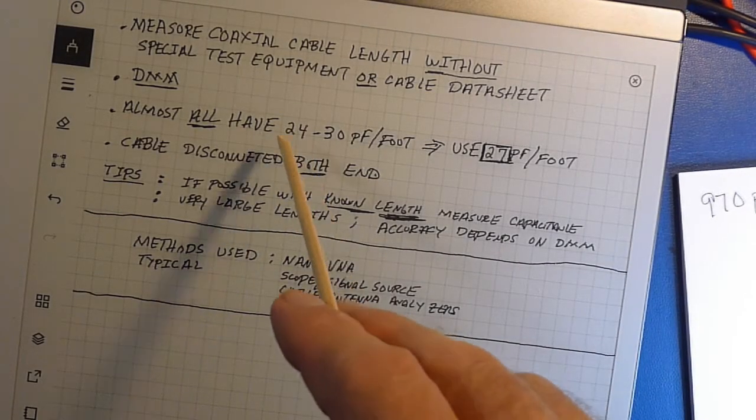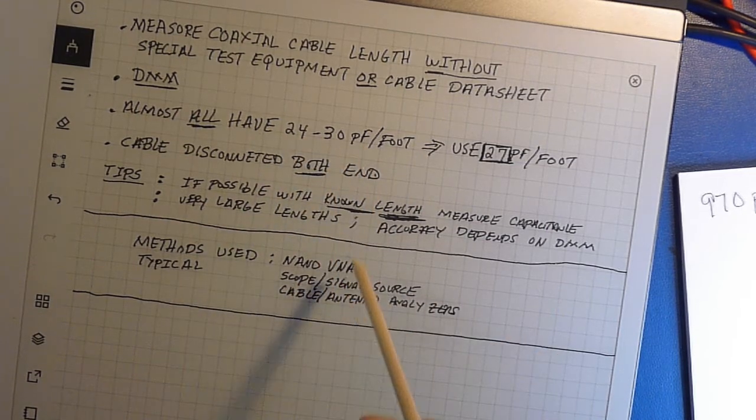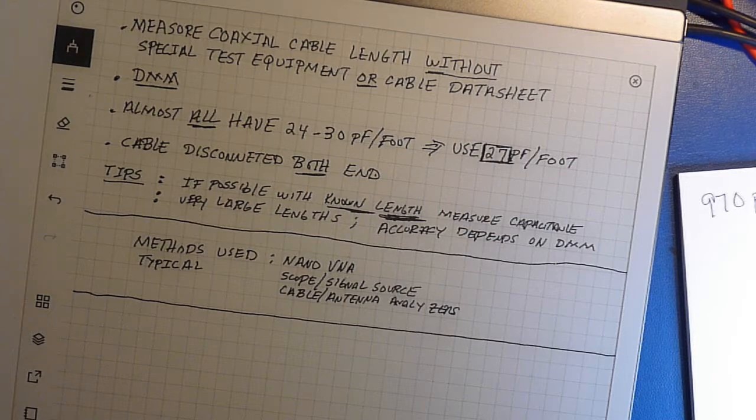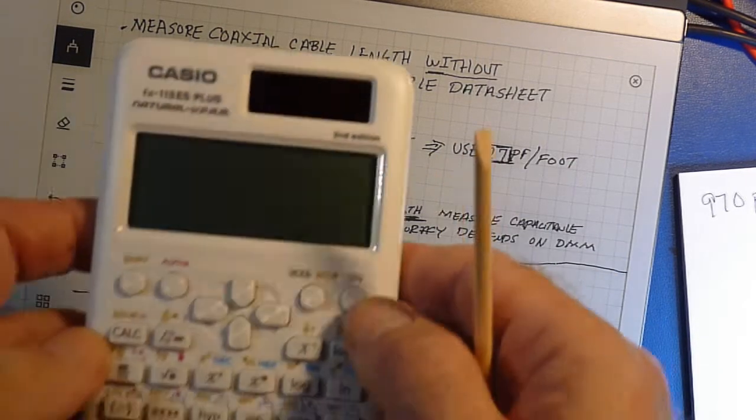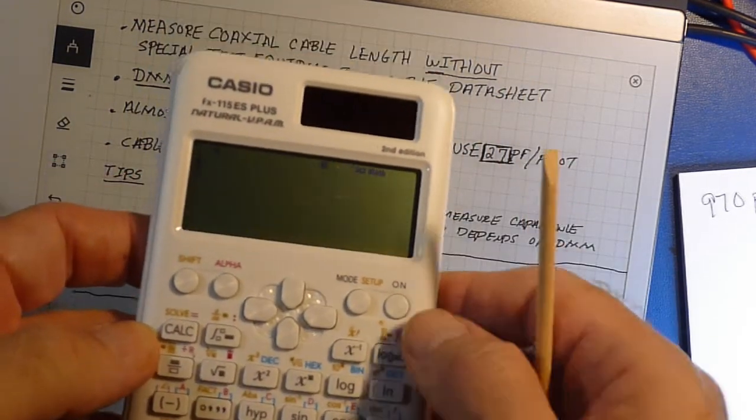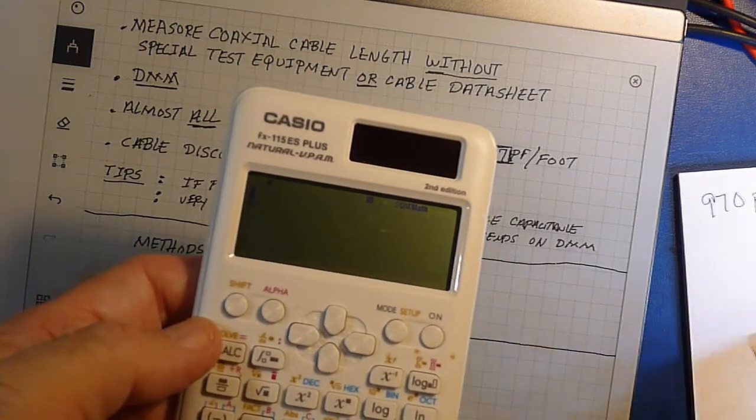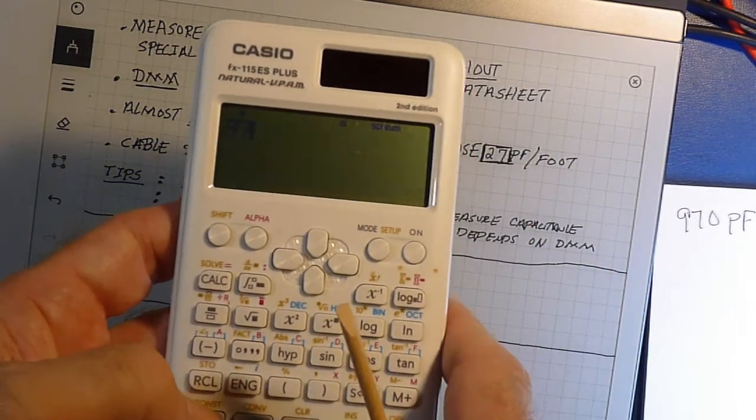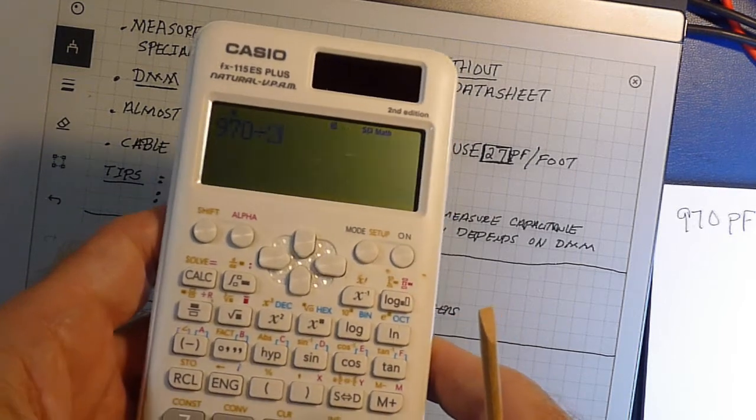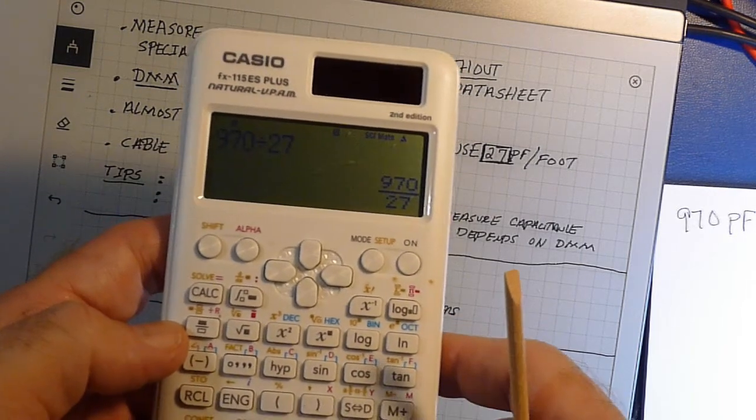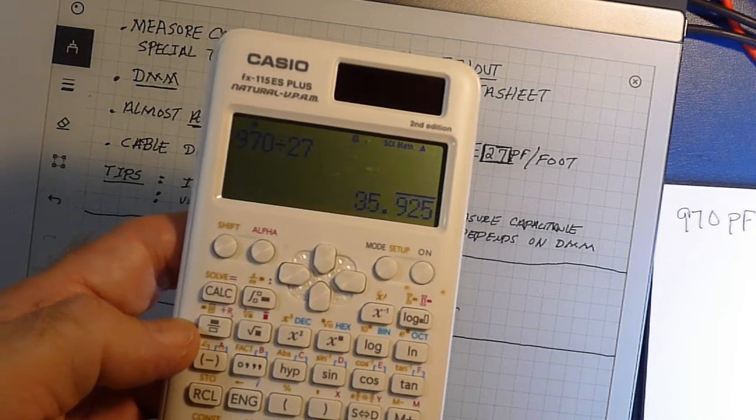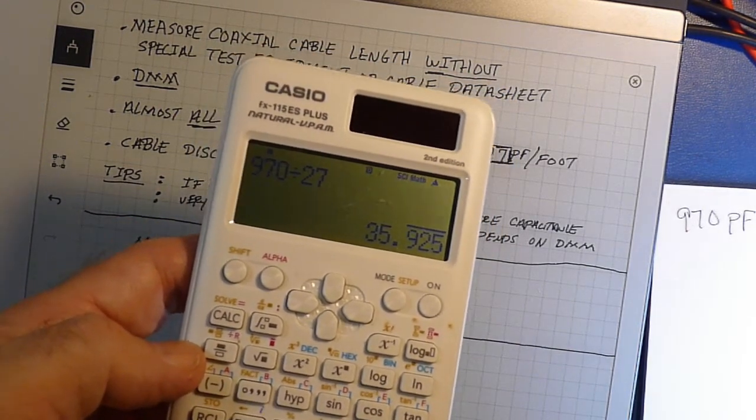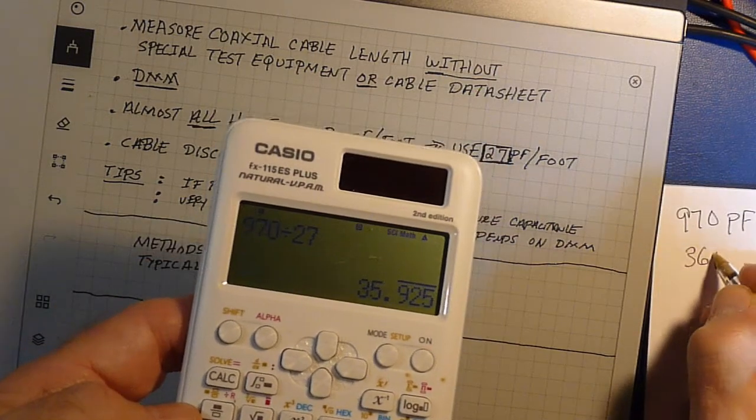Coax cable has between 24 and 30 picofarads per foot of capacitance, so we'll use 27 picofarads in the center there. We'll have to take out a calculator because this involves math. We'll take our measured 970 picofarads and divide that by 27. That comes out to be 36 feet. So we're approximating our cable length to be 36 feet.